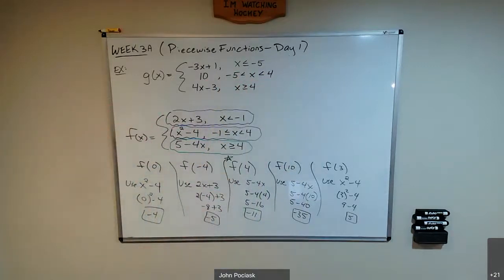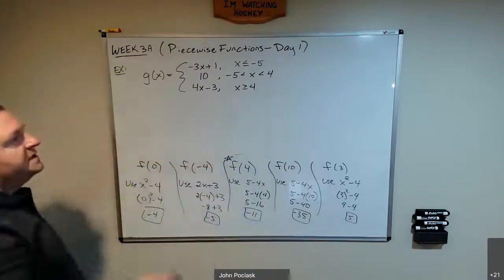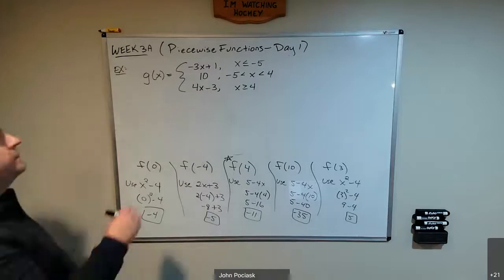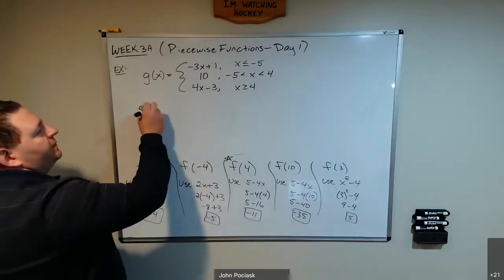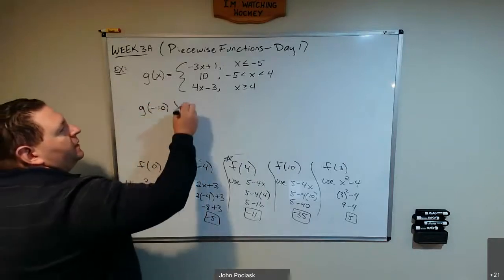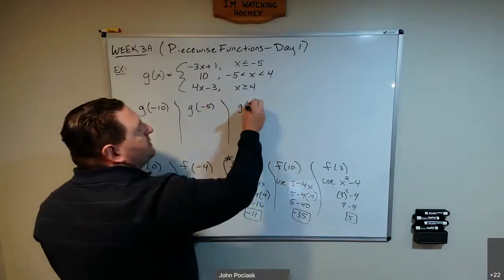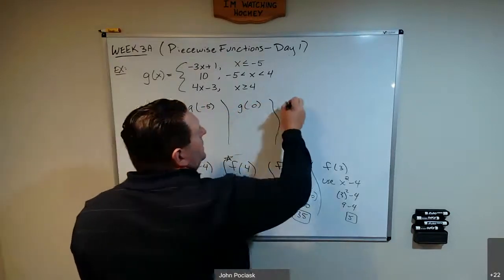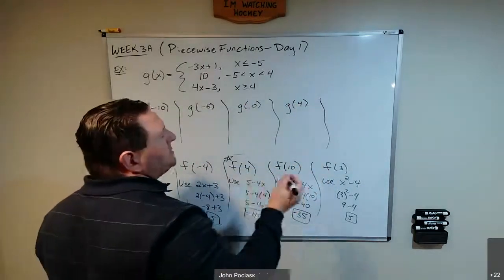Okay, and now I'm going to ask you to do, let's say, g of -10, g of -5, g of 0, g of 4, and g of +10.